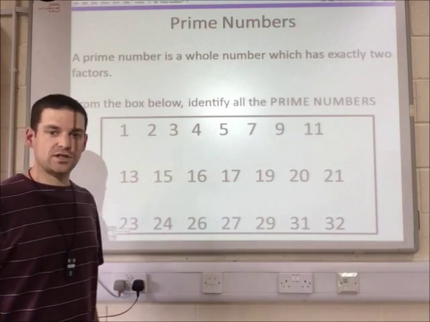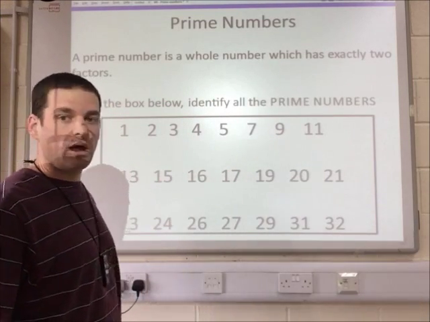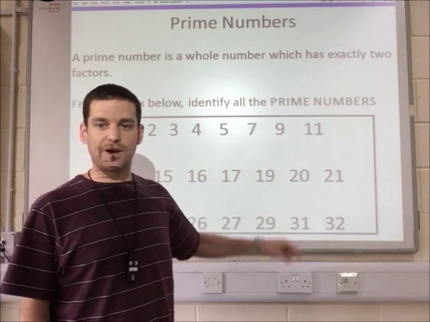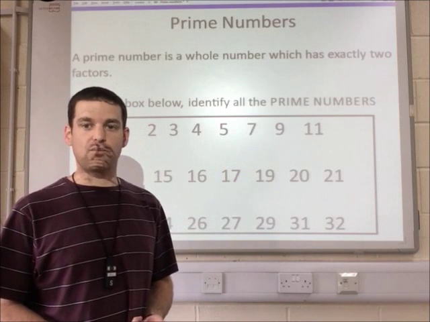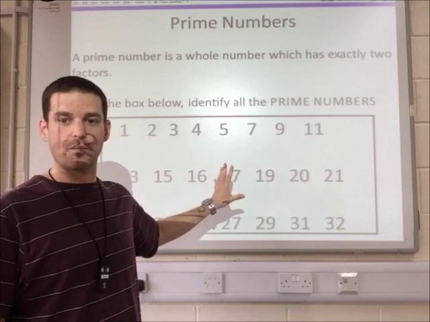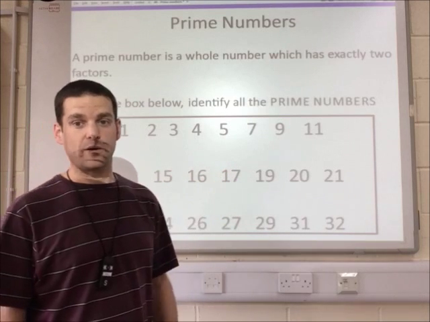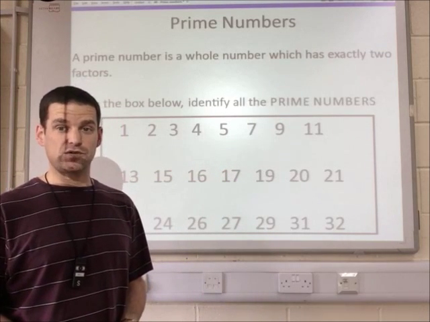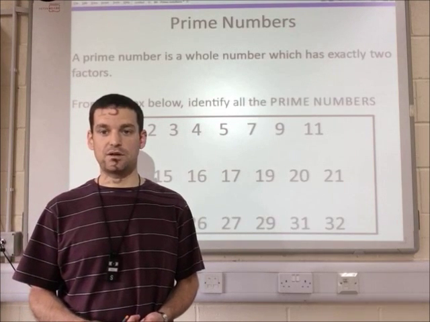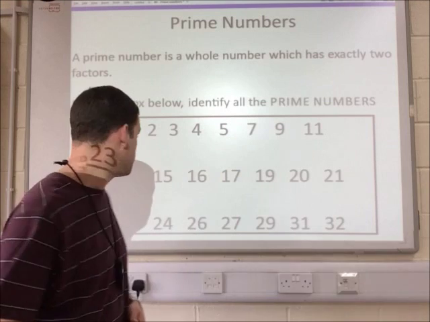The type of question you're likely to get is like this one. You've got a box with a big list of numbers in, and you have to identify from that list which ones are prime and which ones are not. So we're just going to go through the list, we're going to go through the numbers one by one and identify which ones are prime. Really, this is just about knowing your times tables. If you know your times tables well enough, this should be a fairly easy job.